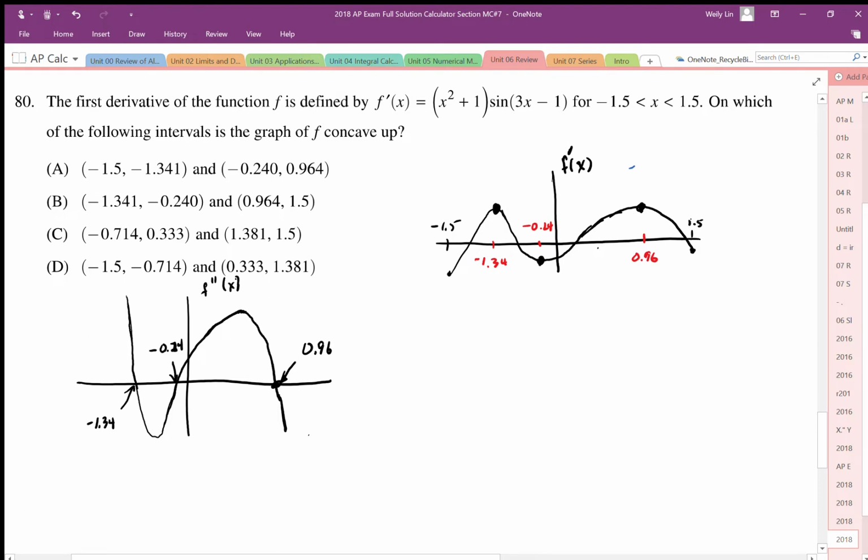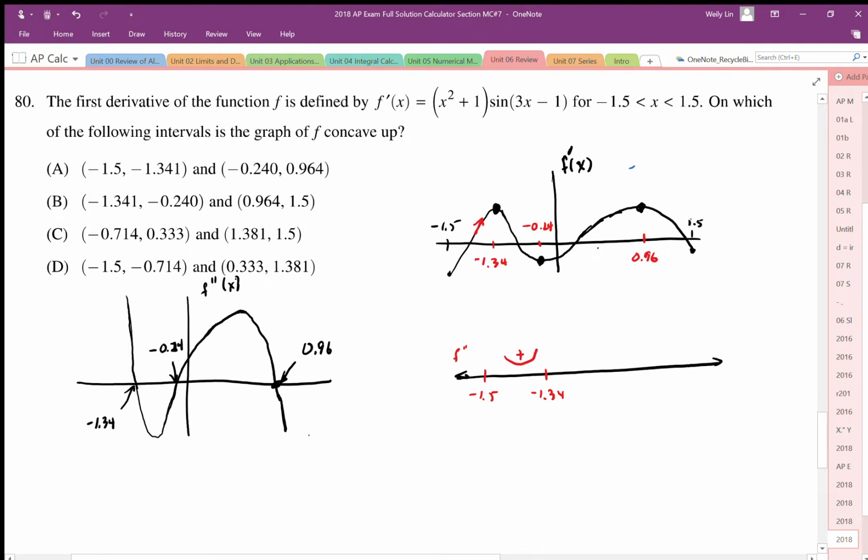So I've graphed here the first derivative function. This is our x squared plus 1 times sine of 3x minus 1. Now I'm going to need a graphing calculator for this because I need to be able to find the maximum points. When I graph this, I can make my concavity charts, because the change in the slope, the slope of the slope graph, relates to the concavity. So here I have a positive slope from negative 1.5 to negative 1.34. That means from negative 1.5 to negative 1.34, we have positive concavity going on. So that's relating to my f prime graph.